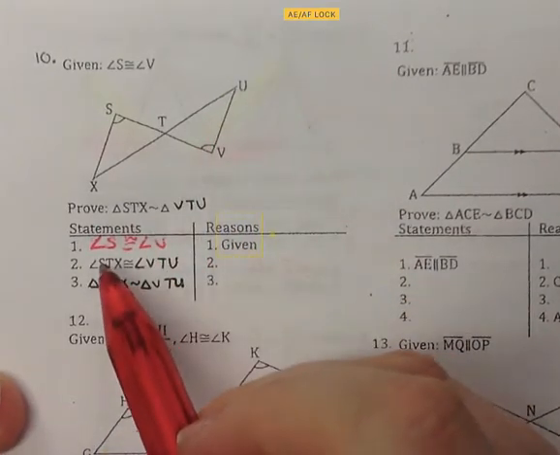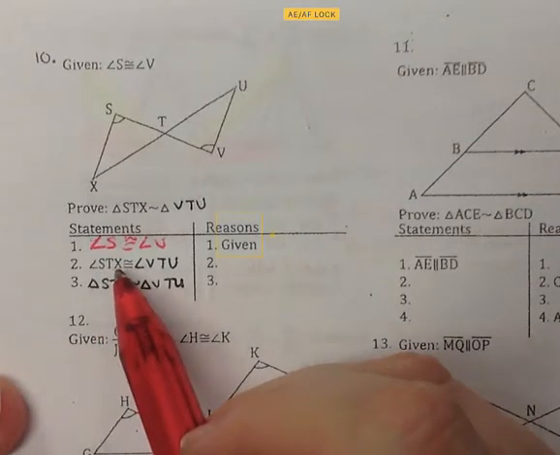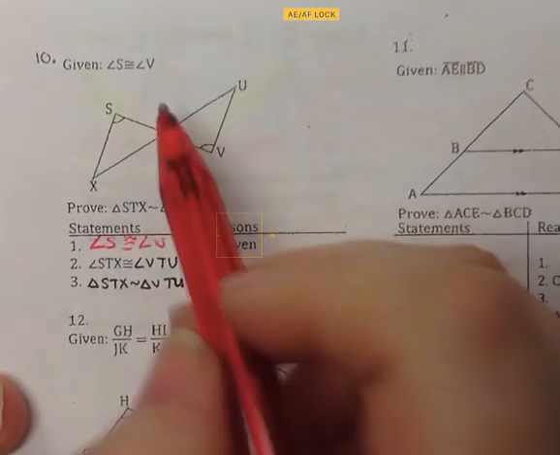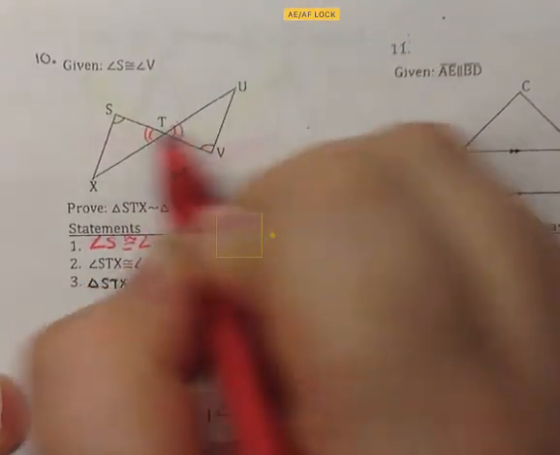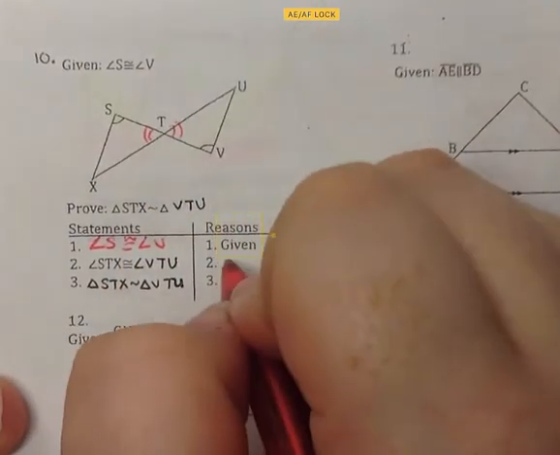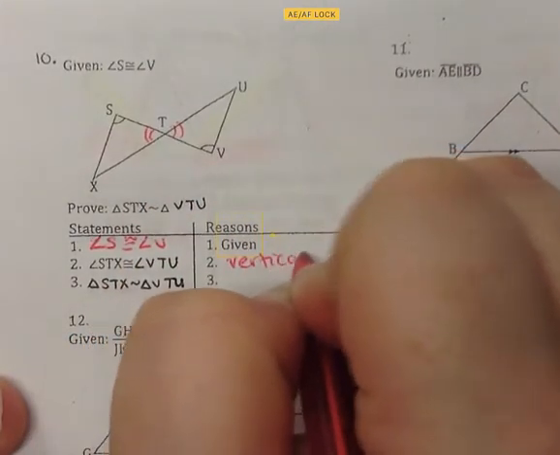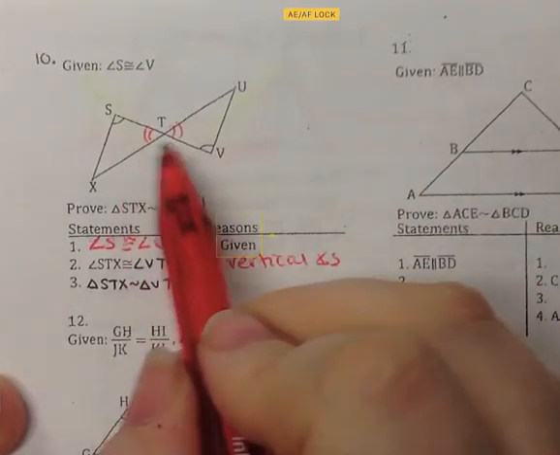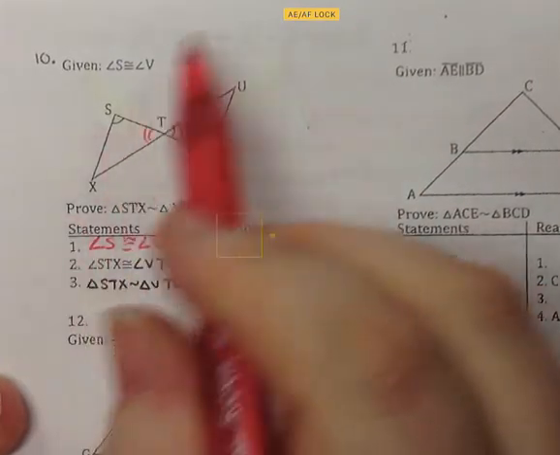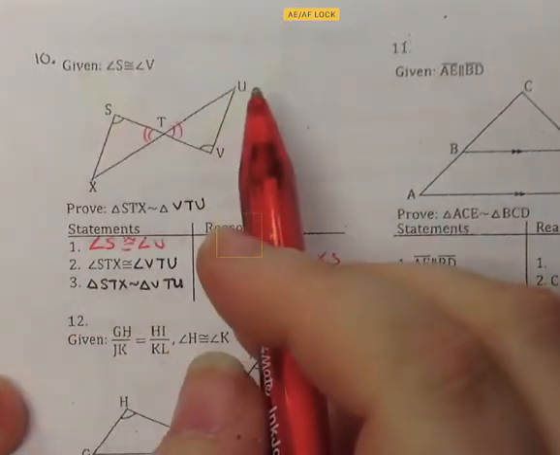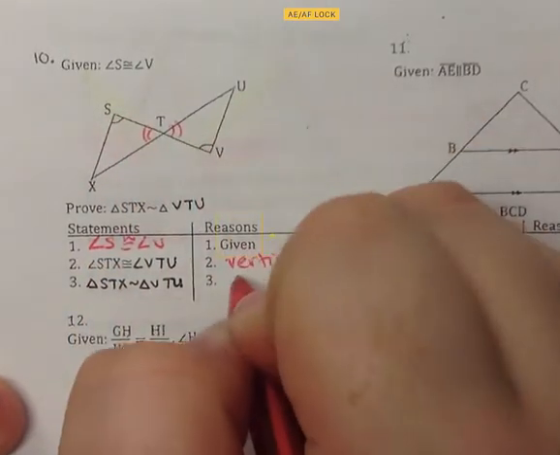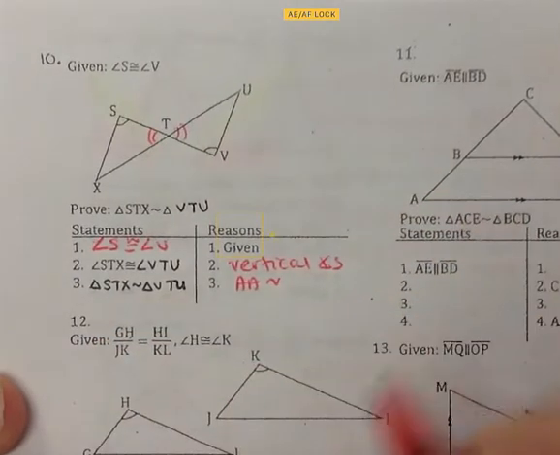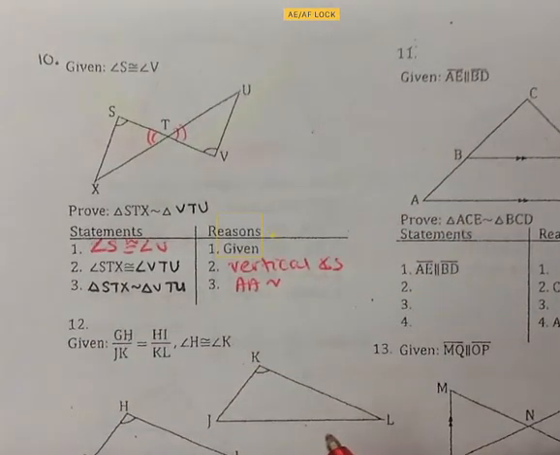It says that our next step is angle STX is congruent to angle VTU. So angle STX at T is congruent to angle VTU. These two angles are congruent because of vertical angles. Now that these two are congruent, we have nothing else that we could prove because we don't have any other information. We can prove these are similar because we now have two angles that are marked congruent. So we would say angle-angle similarity. They are similar because of angle-angle similarity.